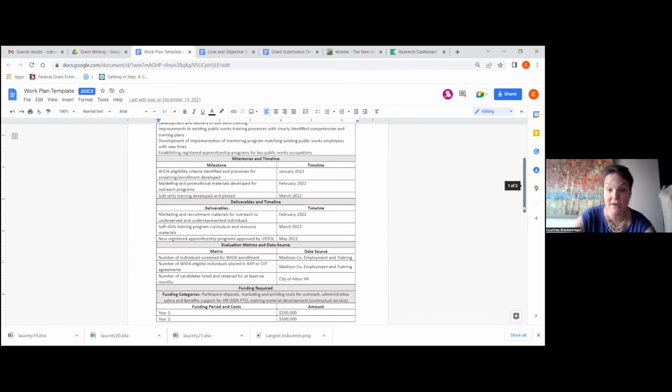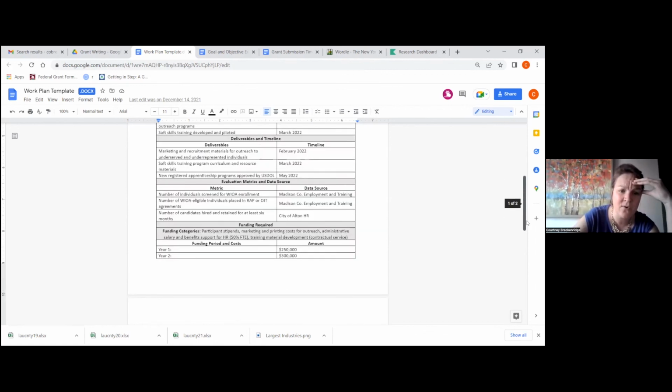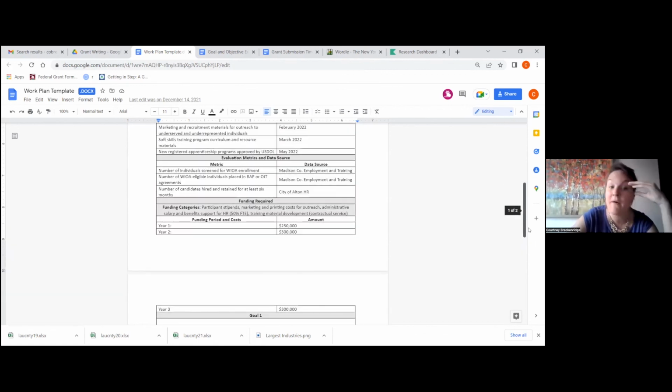Through WIOA, they're going to know exactly how many people were screened, how many people were placed. And the city will be able to tell us, and WIOA probably, or the Employment and Training probably could too, how long did they stay on the job, right? Were they retained for at least 6 months? Those are going to provide some solid metrics to show the funding agency that the project was or was not a success.